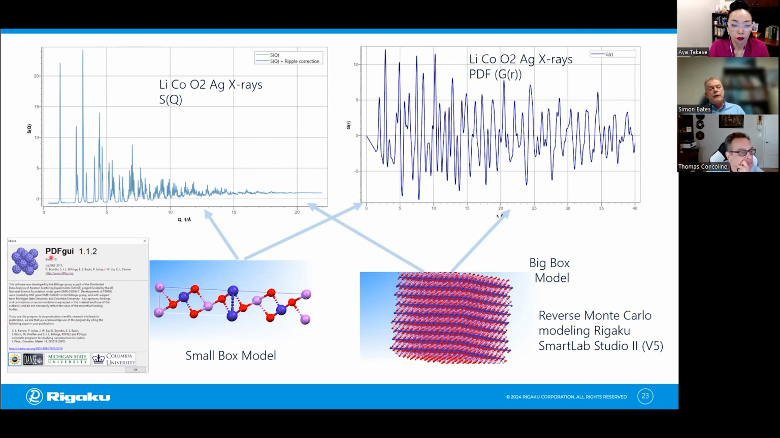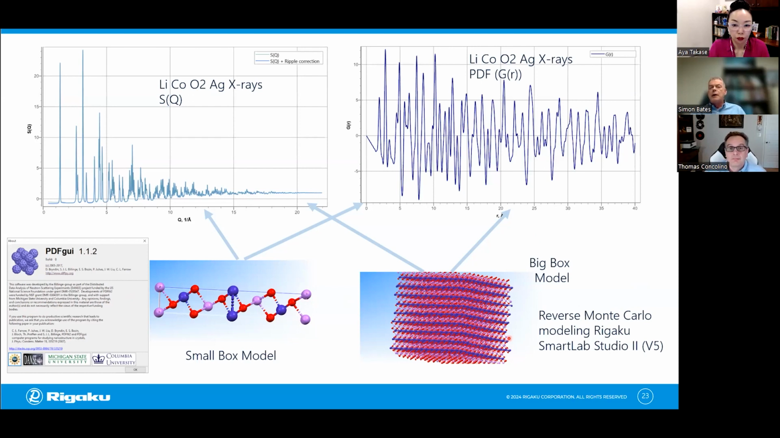My recommendation for that is a third-party program called PDFgui. It's an amazing program put together by Simon Billinge's group, and I highly recommend it. So if you're going to do PDF and you're working with crystalline materials, this is where you need to be, step one: a small box model. If you're a crystallographer, it's very easy to use, very intuitive, and I like it very much.